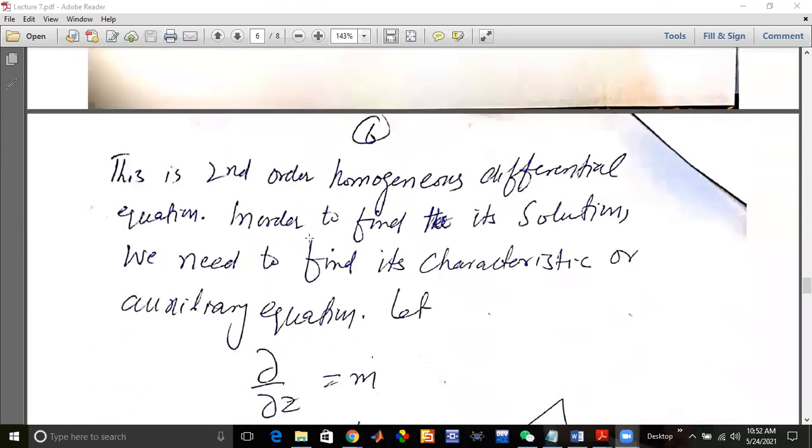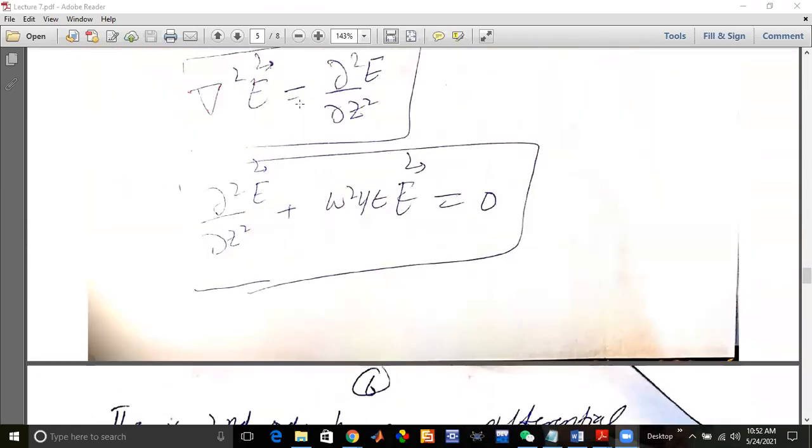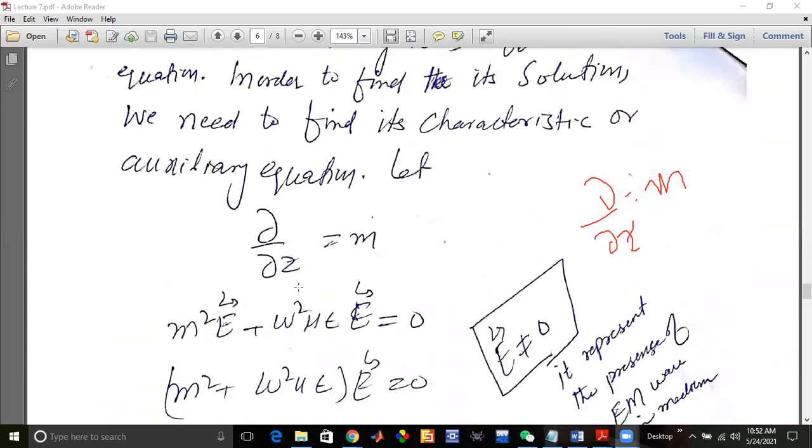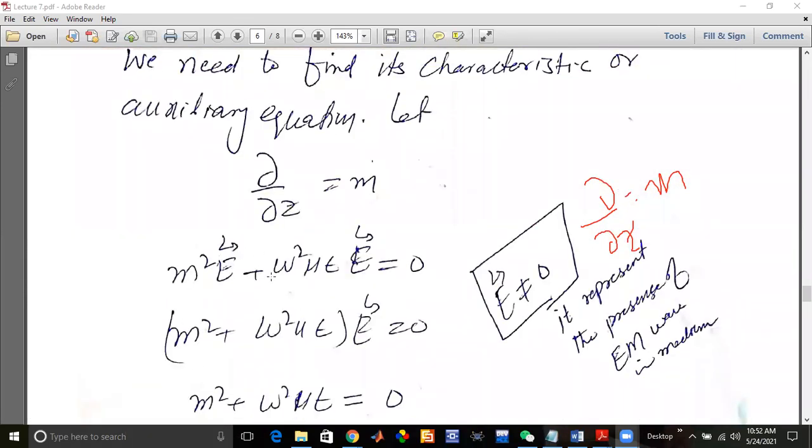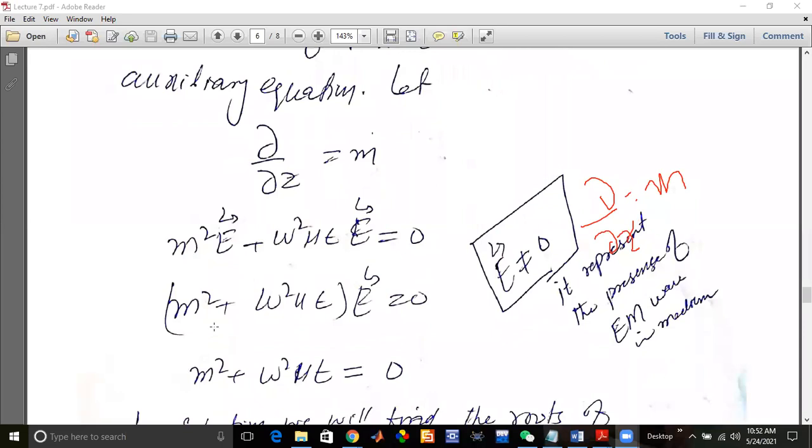So how will we convert? By a simple rule: replace partial by partial z by m. So partial square by partial z square is equal to m square. So here we have m square E plus omega square mu epsilon E equal to 0. If we take E common, this is equal to m square plus omega square mu epsilon into the electric field intensity.